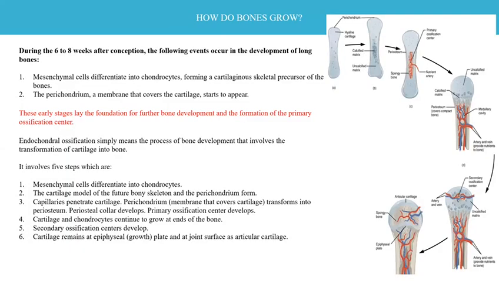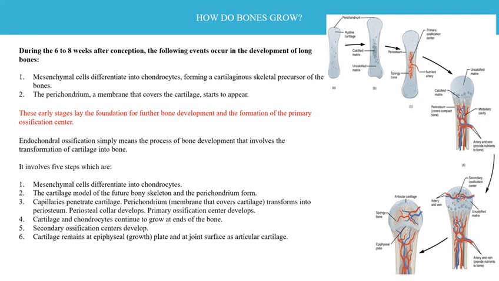How the bones grow. During the 6 to 8 weeks after conception, the following events occur in the development of long bones. Mesenchymal cells differentiate into chondrocytes, forming a cartilaginous skeletal precursor of the bones. The perichondrium, a membrane that covers the cartilage, starts to appear. These early stages lay the foundation for further bone development and the formation of the primary ossification center.